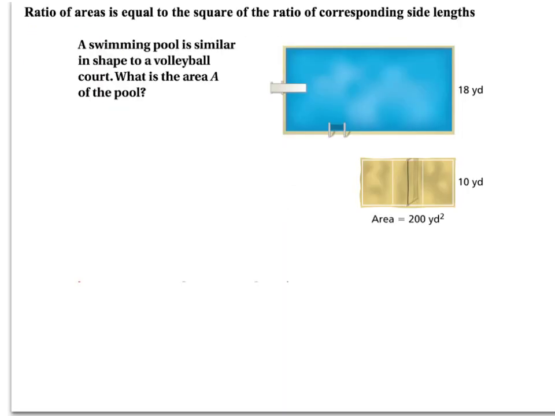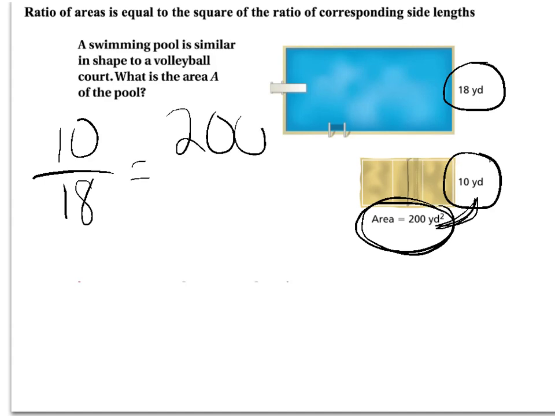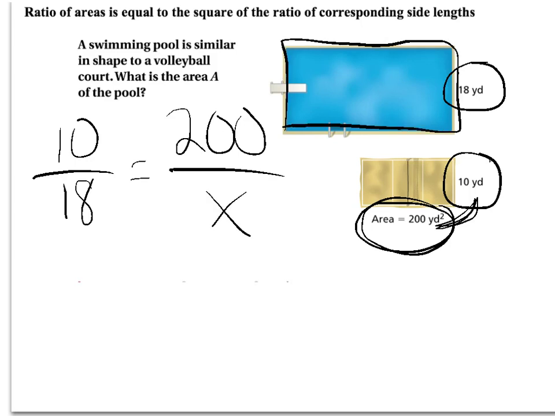Last example here goes back to last section, in which we can compare side lengths and figure out perimeters and areas. Well, this time we're going to work on area. We have two sides of a pool versus a volleyball court, 10 over 18. That's my ratio that I can set up here. That equals, I'm talking about the area of the volleyball court. Remember, you have to compare apples to apples, so the 10 and the 200 have to match up. I don't know the area of the pool, that's what I'm trying to find, over x.